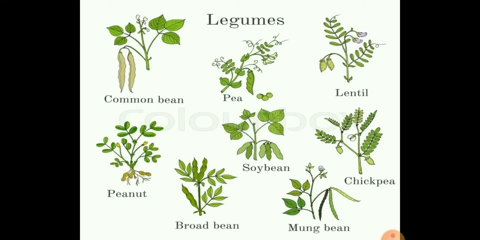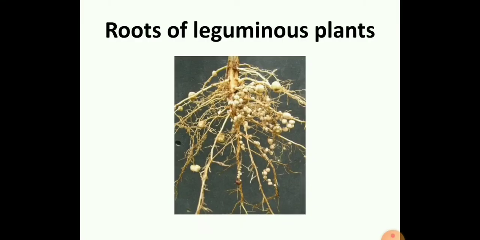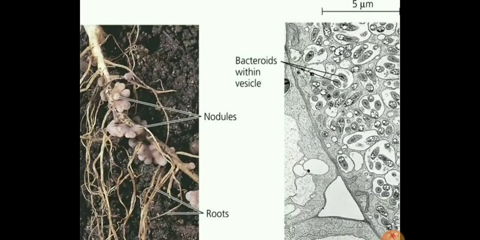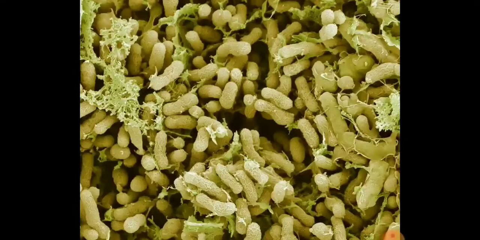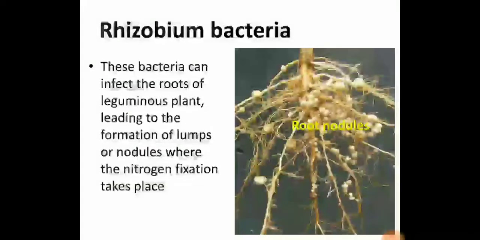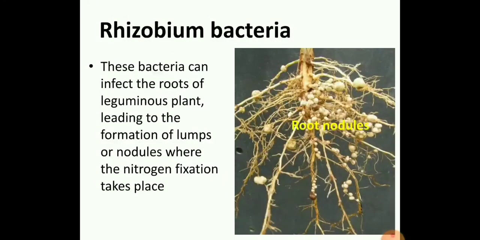The roots of leguminous plants such as pea plant, gram, beans, etc., and most pulses are leguminous. They bear nodules in which live bacteria known as Rhizobium. The Rhizobium invades the roots and causes swelling in the root. These swellings are called root nodules. The bacteria are located inside the nodules. So, this bacteria can infect the roots of leguminous plants, leading to the formation of lumps or nodules where the nitrogen fixation takes place.